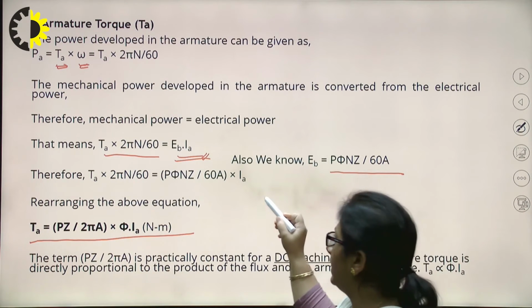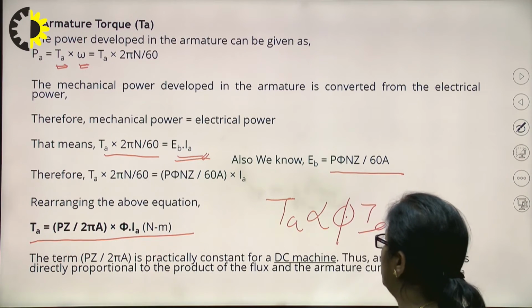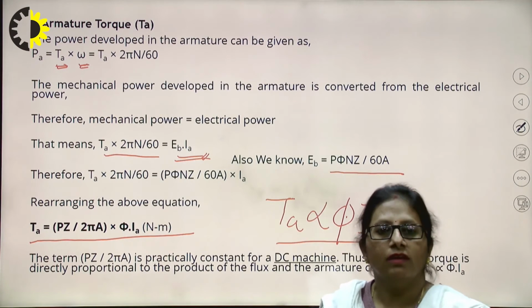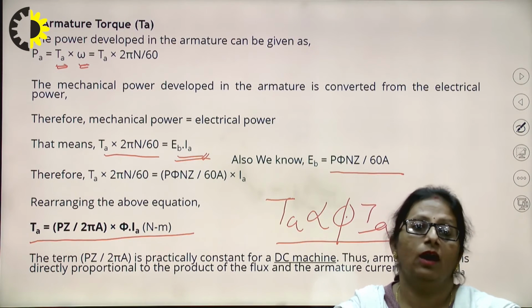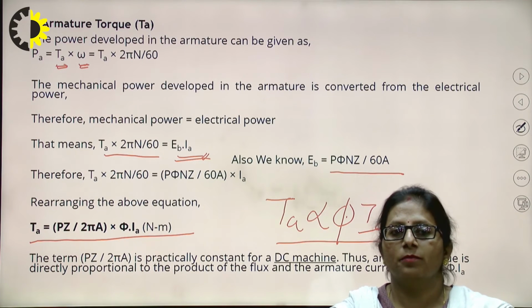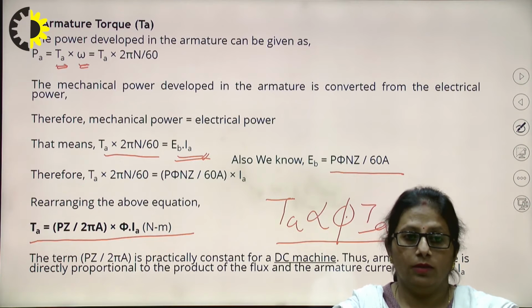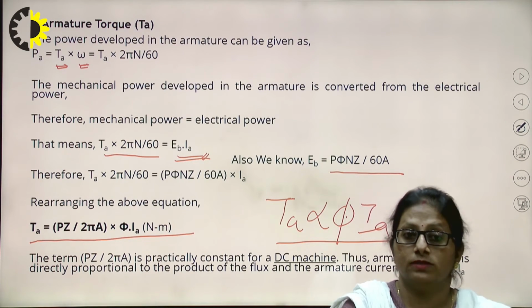This is very important as we move on to the characteristics of DC motor, right? When we move on to the characteristics of DC motor, we will be studying how the motor behaves, with a comparison of its characteristics for torque versus armature current, torque versus speed, and all that.